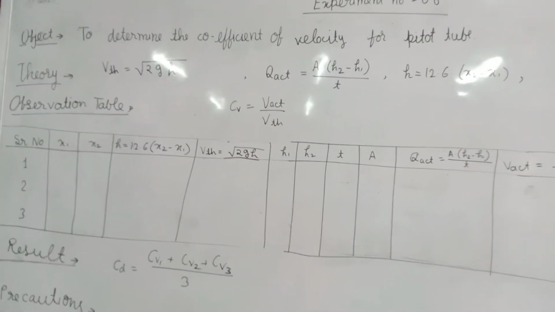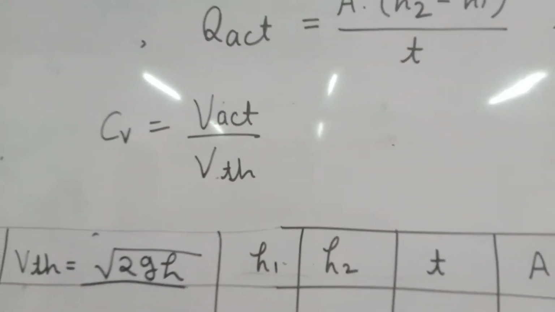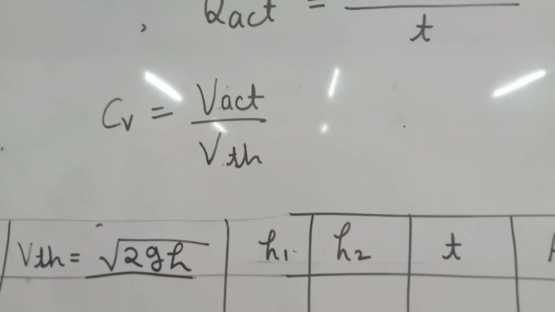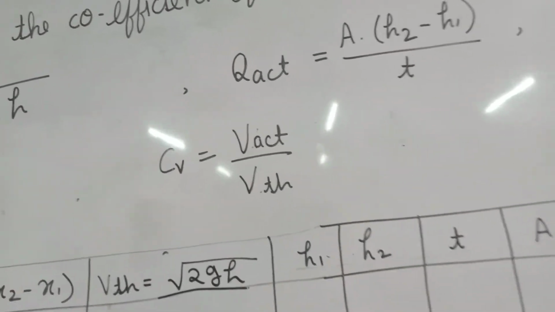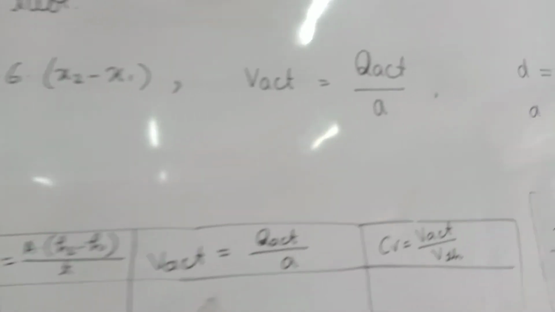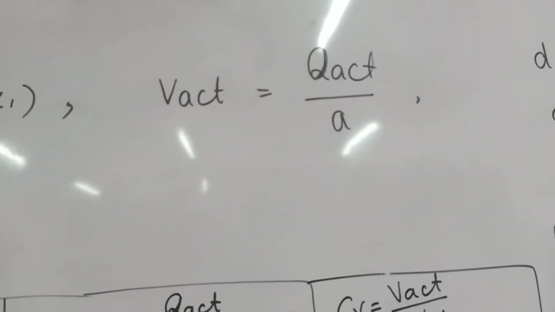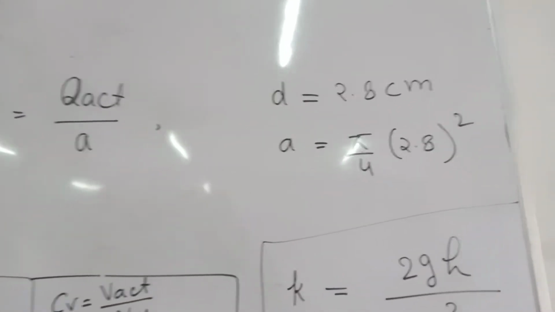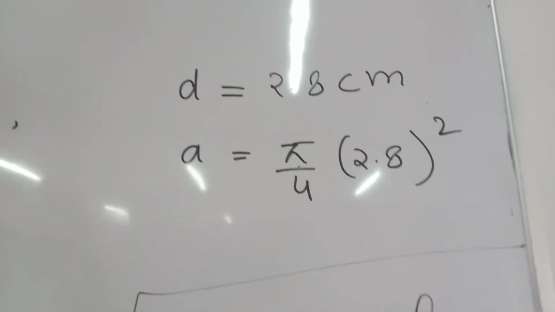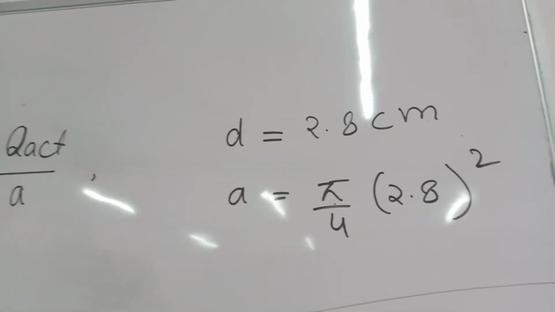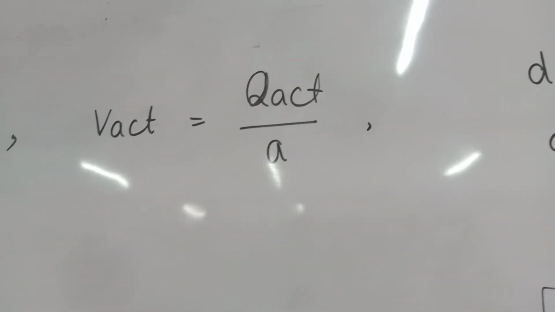So for determination of coefficient of velocity, we can use the formula coefficient of velocity equal to V actual divided by V theoretical. V actual can be determined from the formula V actual equal to Q actual divided by cross sectional area of the pipe. The dia of the pipe is 2.8 centimeter. So in this way we can determine the cross sectional area of the pipe, pi by 4 into 2.8 का whole square.